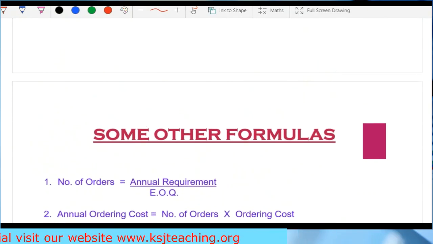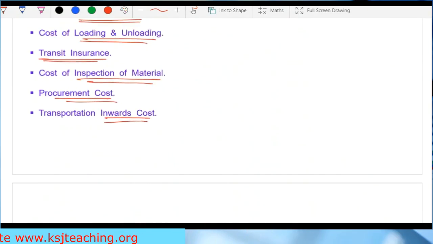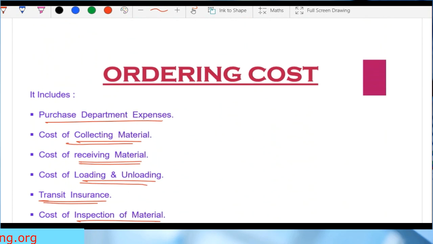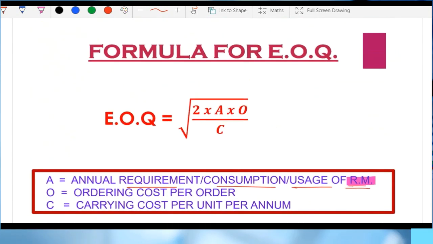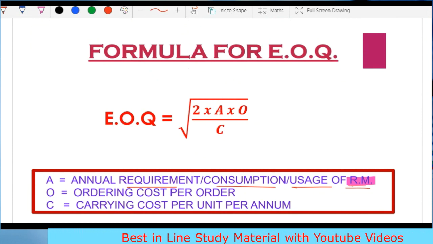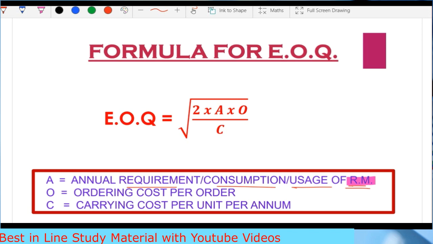Some other formulas, we'll have a look at later on. I'll tell you what the other formulas are. This much is clear. So this is very important. This formula of EOQ is very, very important, sir. So are you clear with this? Because it is very important to be clear with these things.